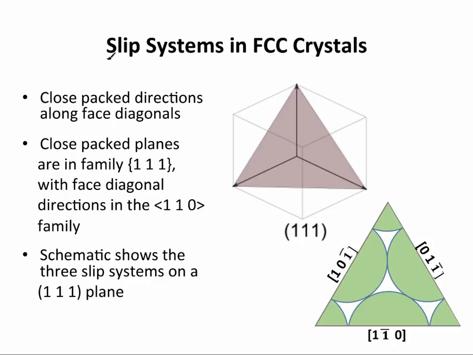So first I'm going to talk about slip systems in an FCC crystal. The FCC, or face-centered cubic, is the closest packed crystal with close packed planes in family 111. In this plane, the atoms touch along face diagonals, as you can see here, which is this edge here. This makes this one of the close packed directions, which would be in the 110 family. Slip would occur along these directions in the 111 family of planes, and each of these directions would be a slip system of the FCC crystal. On this schematic here, you can see the 3 slip systems of the 111 plane.